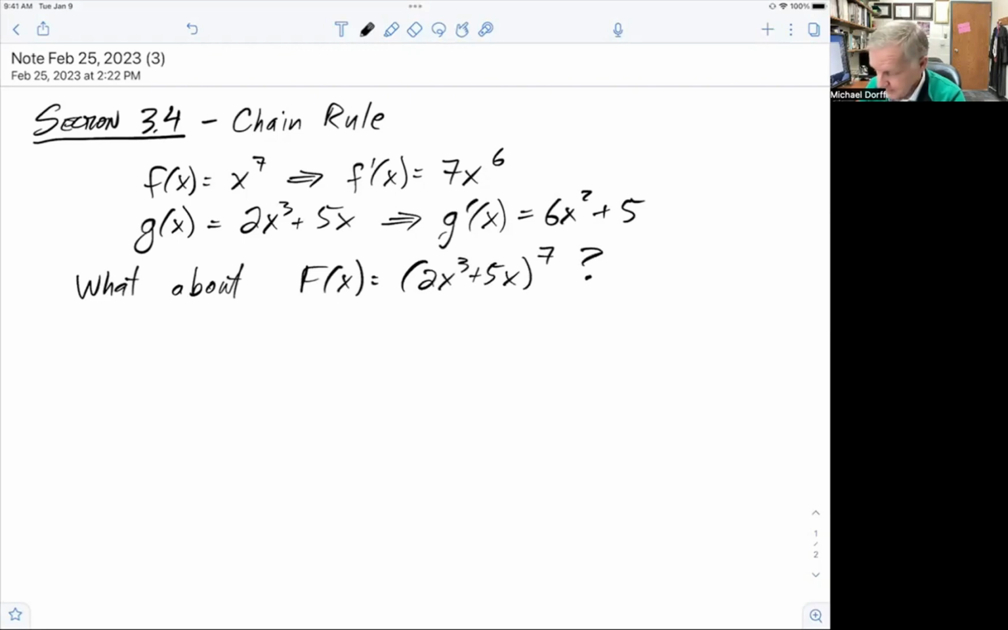What about its derivative? Now, some of you may notice here that this capital F is a combination of the little f and the little g of x functions. And that's exactly true. Capital F can be written as the composition of little f of g of x, which means I put g of x into little f. So when I write this, I can replace the g of x with the 2x cubed plus 5x.